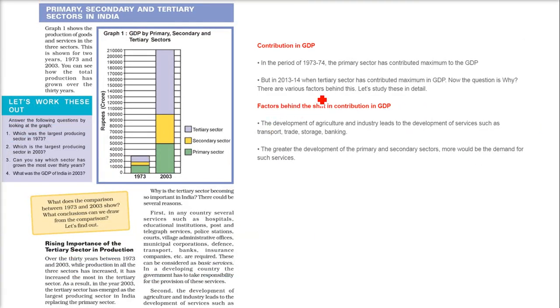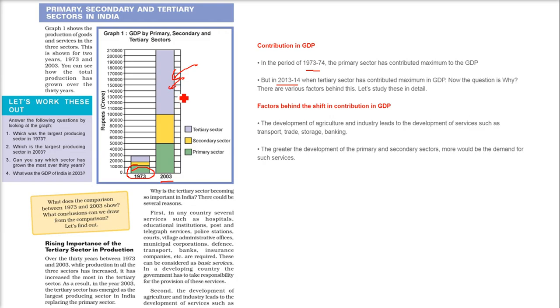So what we see here is that in the period 1973-1974, the primary sector was the main contributor to the GDP, gross domestic product. But when it came to 2003, the tertiary sector contributed the maximum to the GDP. Now, which sector contributes most to GDP? It is the tertiary sector. Now the question is, why is this tertiary sector growing?